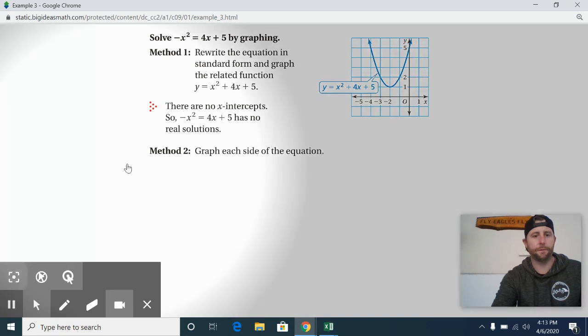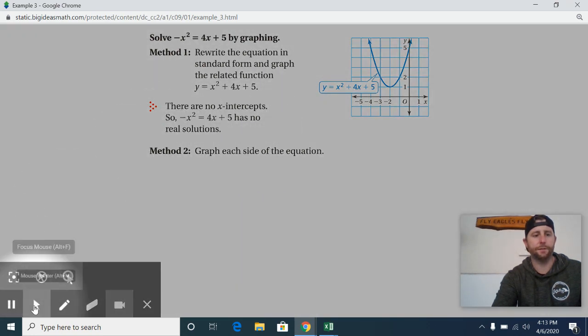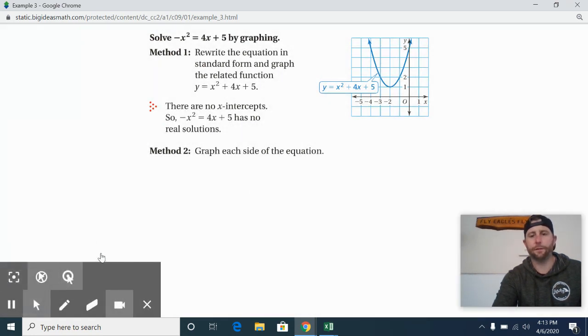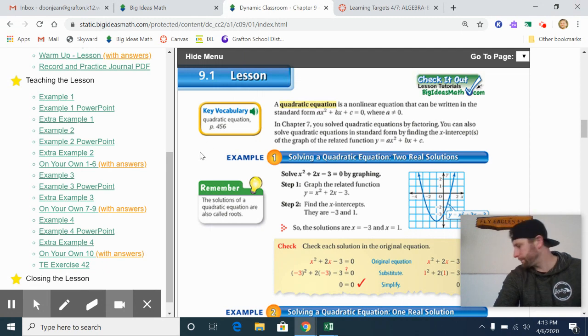So again, 1 through 3 on your test, remember what I said. Just factor, so much faster than graphing. All right, let's move on to the next one. Numbers 4 and 5, we're using square roots to solve.